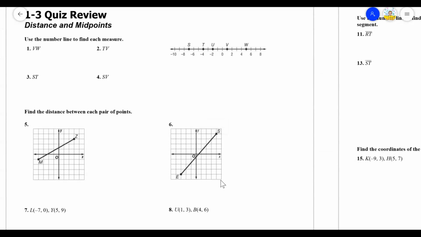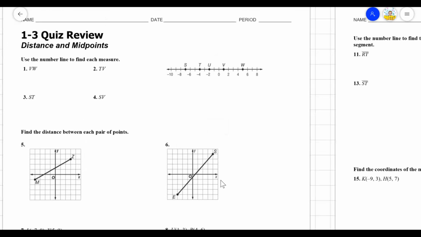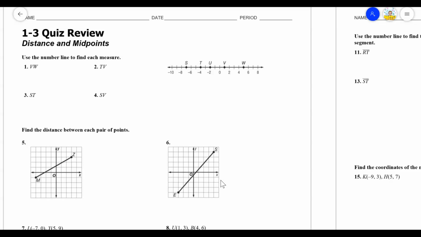You should have a copy of this in Schoology. If you want to print a copy or work electronically, you can use the draw feature in Word to just write on your notes and follow along here. So I'm going to use the number line here to find each measure, and I really want to lean on this sense of the number line when we get to these problems down here as well. So let's look at VW first. What's the distance from V to W on a number line?